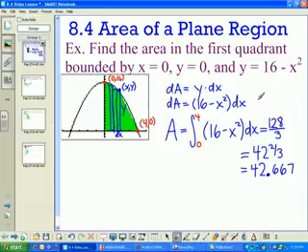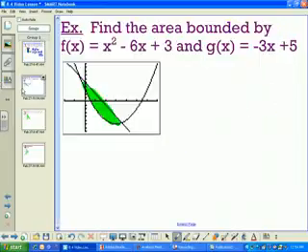Let's go to our next example. Let's do a little bit more difficult one. Our next one is the area between 2 lines. Again, you do need to remember how to graph these by hand and also on your calculator, so do know how to do both of those. I've graphed it again for us.